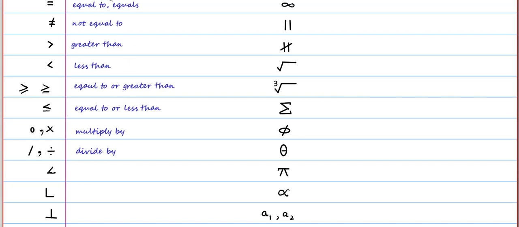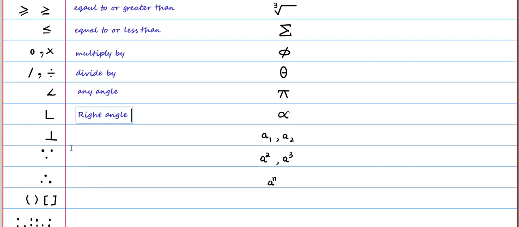Got it? And then next one, what does this mean? This means any angle. And what does this mean? If you see this sign anywhere, this represents a right angle or 90-degree angle, right? And what does this show? This means perpendicular to something.